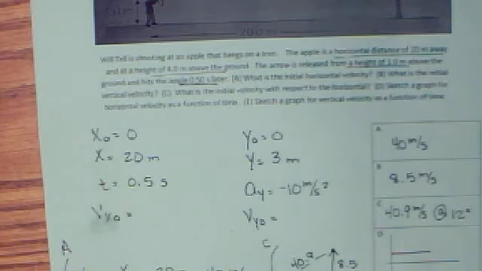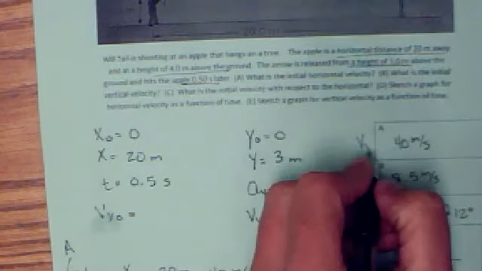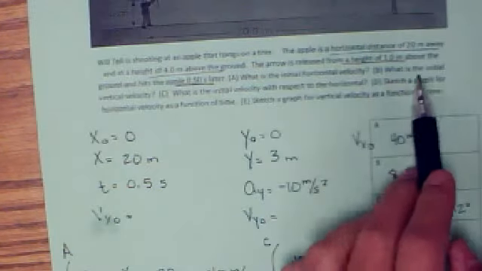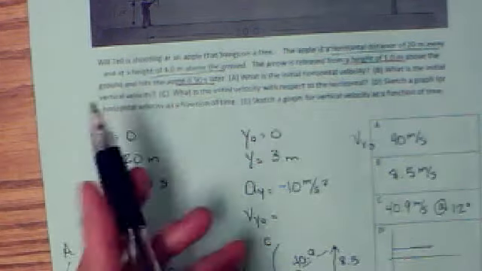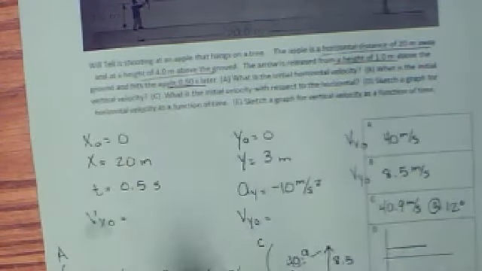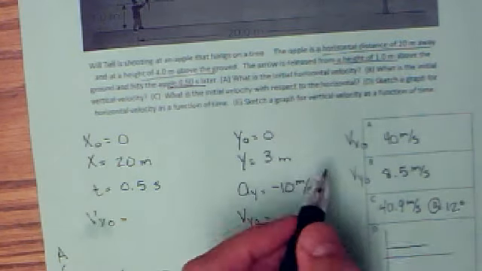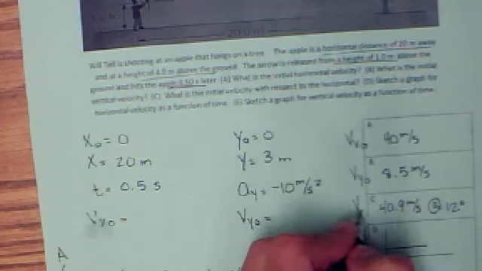I have to find out what the initial horizontal velocity is, so I'm looking for Vx naught. I'm going to put that right here. I have to find out what the initial vertical velocity is, so I'm looking for Vy naught. And then I have to find out what the initial velocity is with respect to the horizontal, so I'm just looking for V naught.